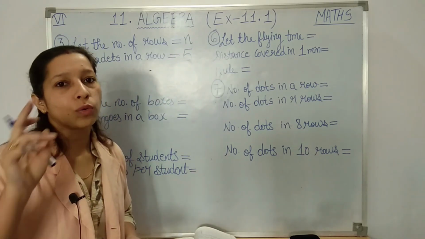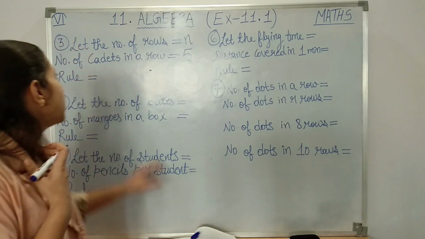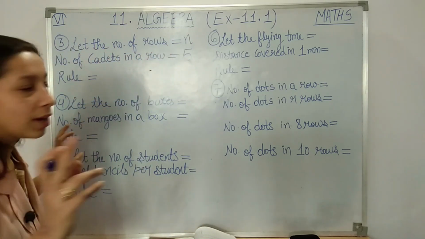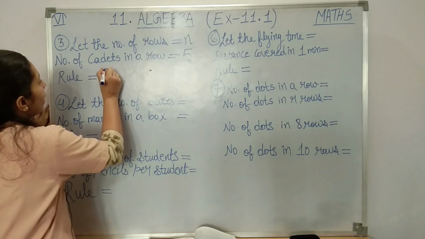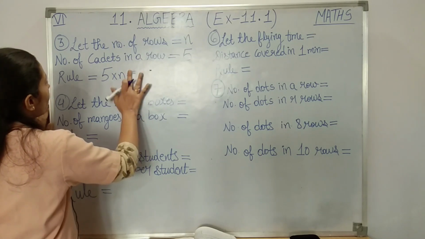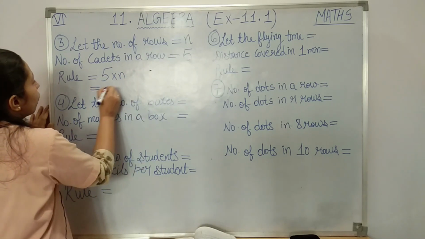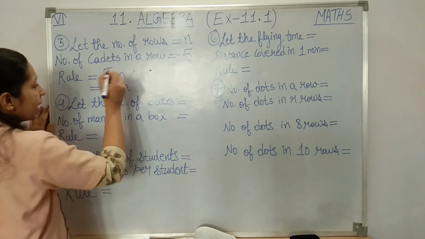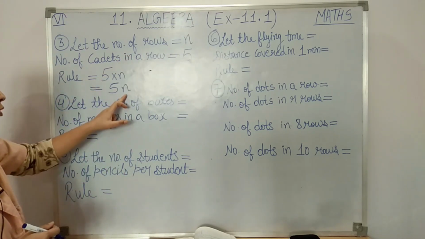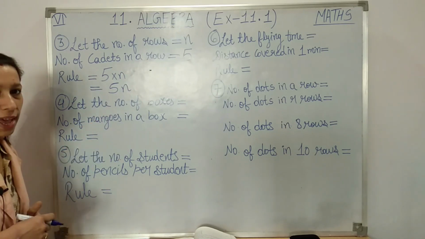So what you are going to do? 5 into 10, 50. Means here the number of rows is shown by n and the number of cadets in one row is 5. So the rule will be 5 into n, which equals 5n students. Clear? The number which will be fixed will be 5 and the number of rows will be n. So here the final rule is 5n.